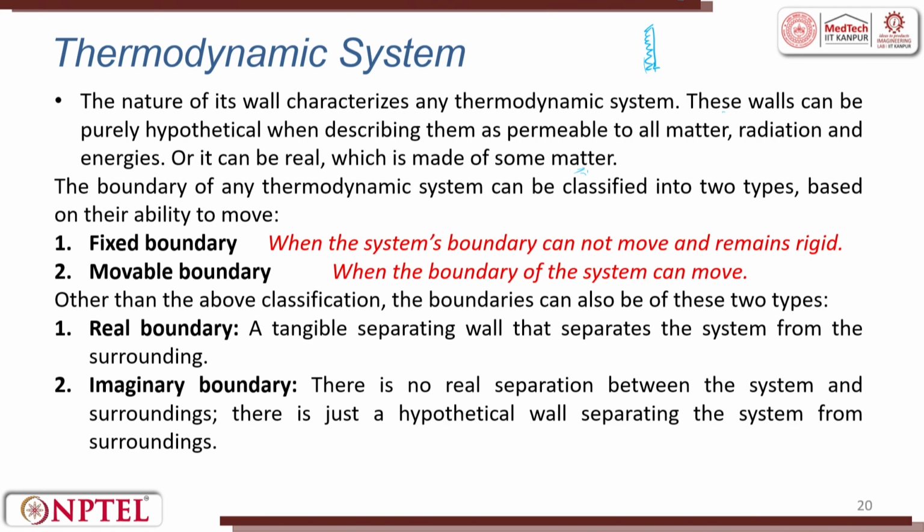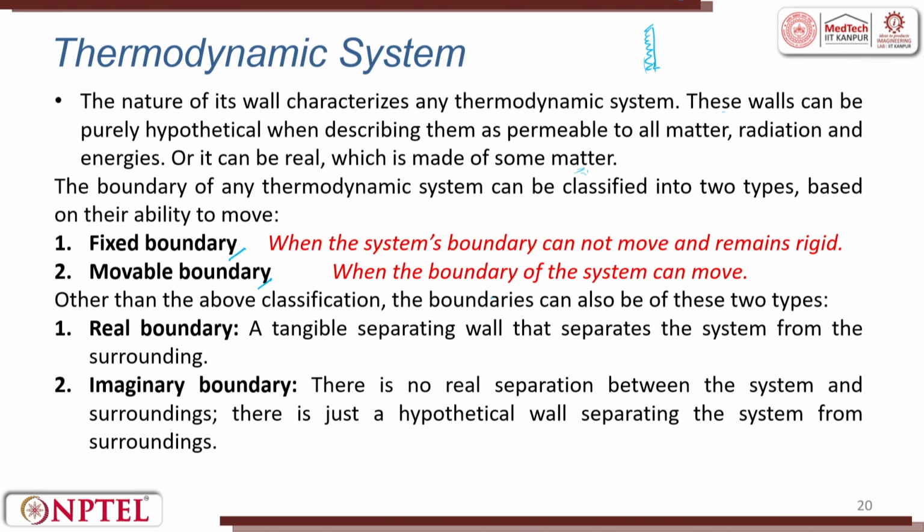The boundaries of any thermodynamic system can be classified into fixed boundaries and moving boundaries. It is very important because later, when you go for higher-end computation or higher-level courses, they will always talk about fixed boundary and moving boundary. When the system boundaries cannot move and remain rigid, it is called a fixed boundary. For example, the dimension of a freezer is fixed, so the freezer is a fixed boundary.